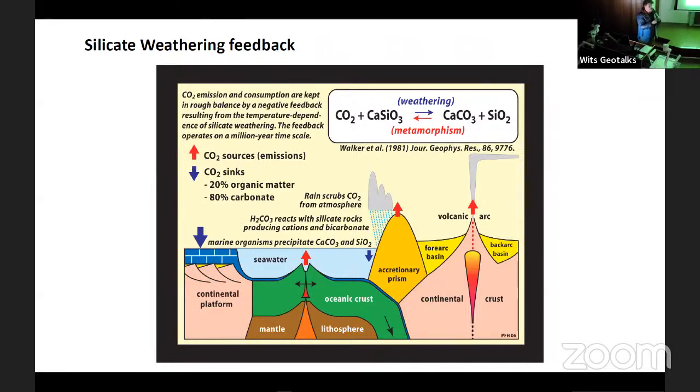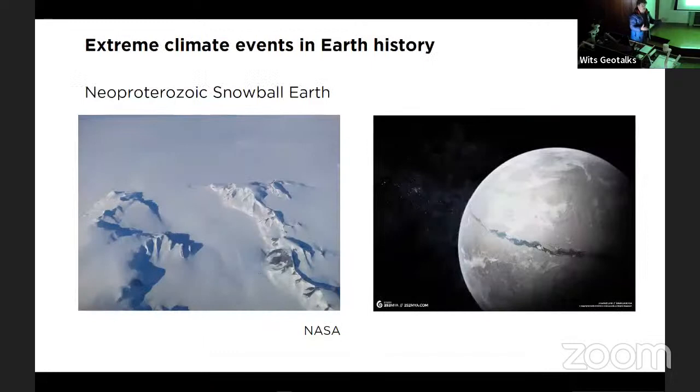But now, if we suck CO2 out of the atmosphere, that means the temperature decreases, right? And when the temperature decreases, the rate of silicate weathering decreases as well. So it's a negative feedback. Anytime you change a system, it wants to go back the way it used to be. So if we think about the long-term climate of Earth, it's just kind of fluctuating along some mean, right? But sometimes this feedback breaks down.